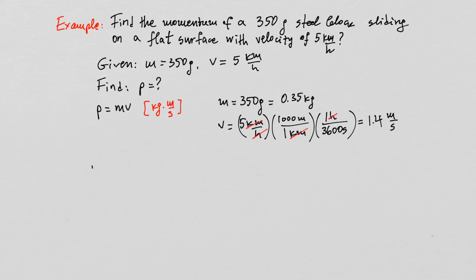Now we can calculate the momentum of this block. The momentum is 0.35 kilograms times 1.4 meters per second. This is equal to 0.5 kilograms meters per second.